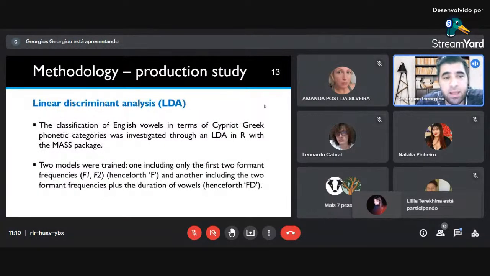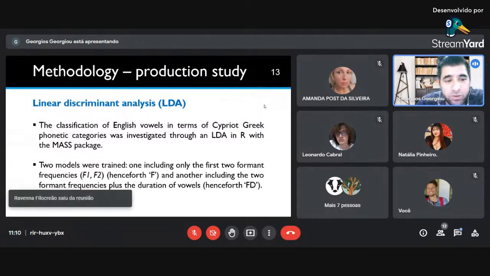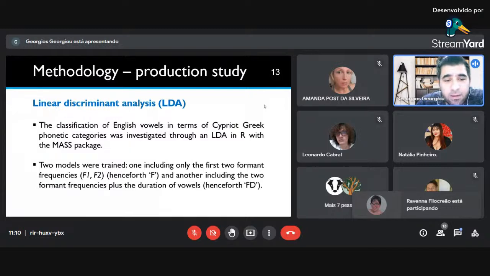Regarding the linear discriminant analysis, the classification of English vowels in terms of Cypriot Greek phonetic categories was investigated through an LDA in R using the MASS package. I trained 2 models. The one model included only the first 2 formants, and the other model included the formant frequencies and the duration of vowels. So I had 2 models.